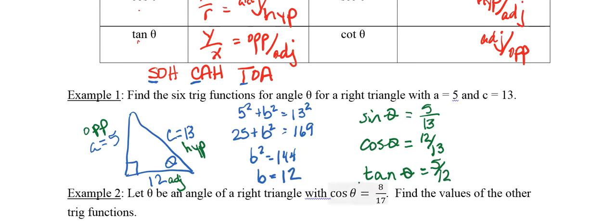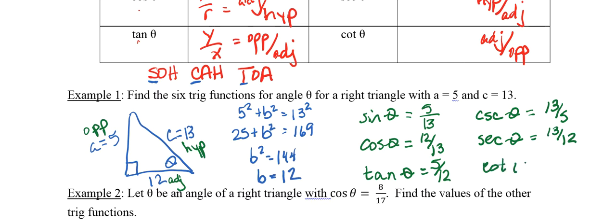So there's those 3. The other 3, we simply have to flip these upside down. Sine is the reciprocal of cosecant. So that becomes 13 over 5. Cosine is the reciprocal of secant. Becomes 13 over 12. Tangent is the reciprocal of cotangent. 12 over 5. So I can find any of the 6 trig functions just knowing 2 out of 3 sides of a right triangle.